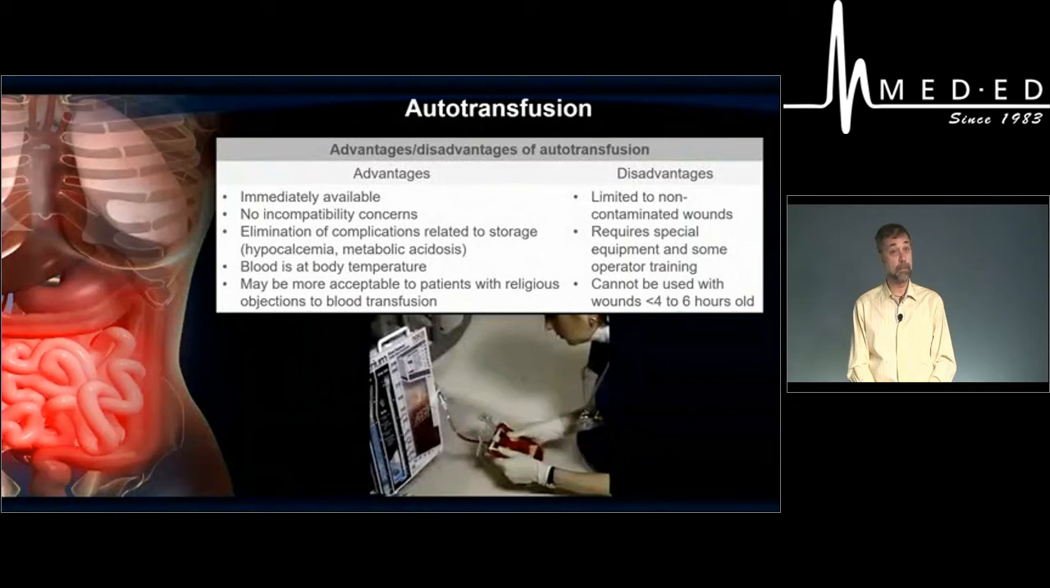It is limited to non-contaminated wounds. If the patient has a gunshot or a stabbing, the blood in that pleural space is probably contaminated with bacteria because the wound is open. So if I take that blood and put it back in the central circulation, I introduce the bacteria back to the central circulation. Not ideal. Is it sometimes done? Yes, it is. We do autotransfuse even with an open wound, but we do have to recognize that we've created the high potential for infections and sepsis when we do that.